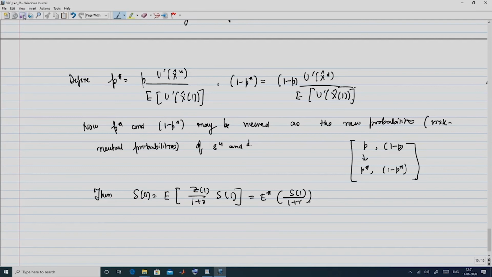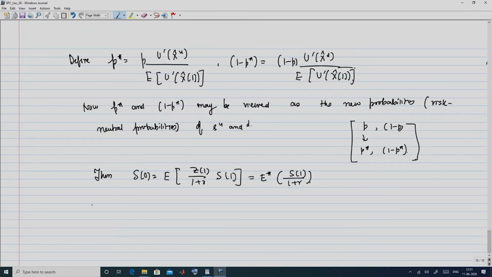And here we note that the notation E star denotes the expectation using the risk neutral probabilities.